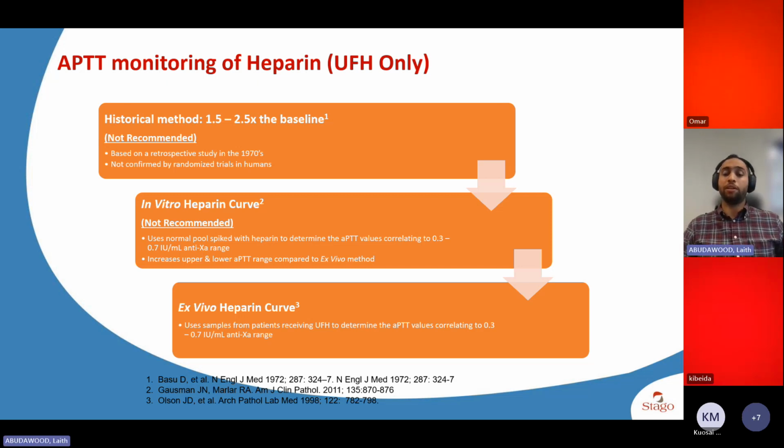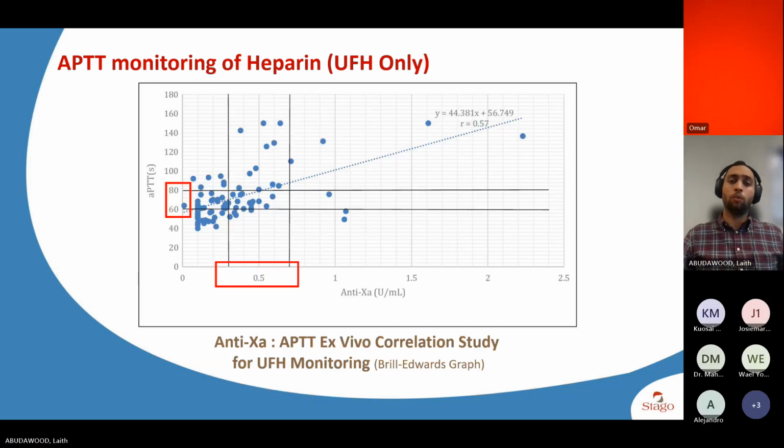However, the ex vivo heparin curve, even though it's the most recent and it's being used, has a lot of shortcomings, and that is largely due to APTT itself and the many interferences which occur with the APTT test. So when I'm doing the ex vivo heparin curve, again, I will just correlate the anti-Xa therapeutic range, 0.3 to 0.7, with the response of the APTT reagent.